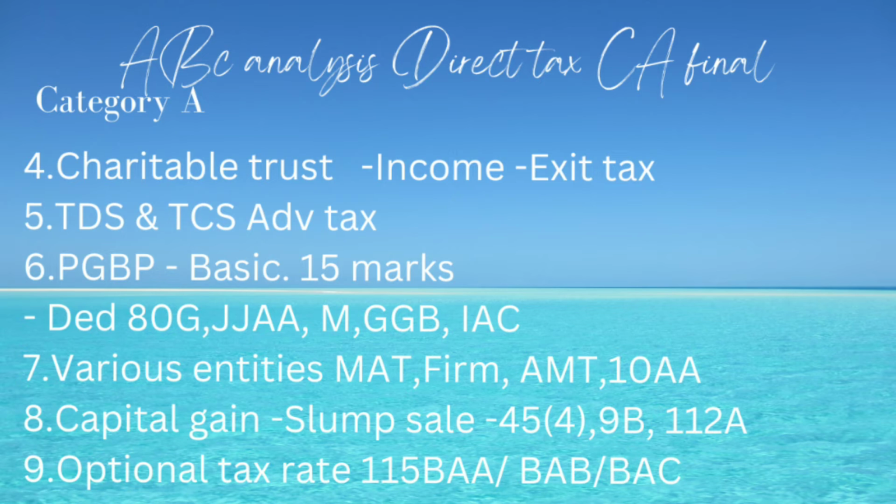It will help you. Then capital gain again is in fashion, and around 10 marks question can come on slump sales and 45(4), 9B and 112A. These areas need to be done. Then optional tax rates like 115BAA, BAB and BAC. Just do this one, so that these two chapters, capital gain and optional tax rates, will come for around 10 to 15 marks.